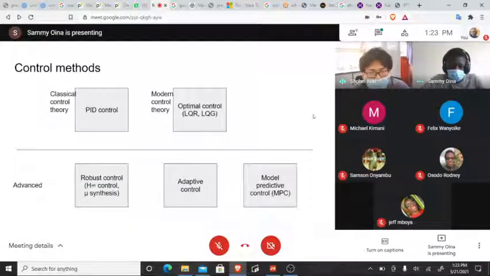There are basically two basic methods: classical control, PID, and modern control, which is optimal control. However, if it doesn't work well, we can still utilize reverse control, adaptive control, or model predictive control, which is more advanced.